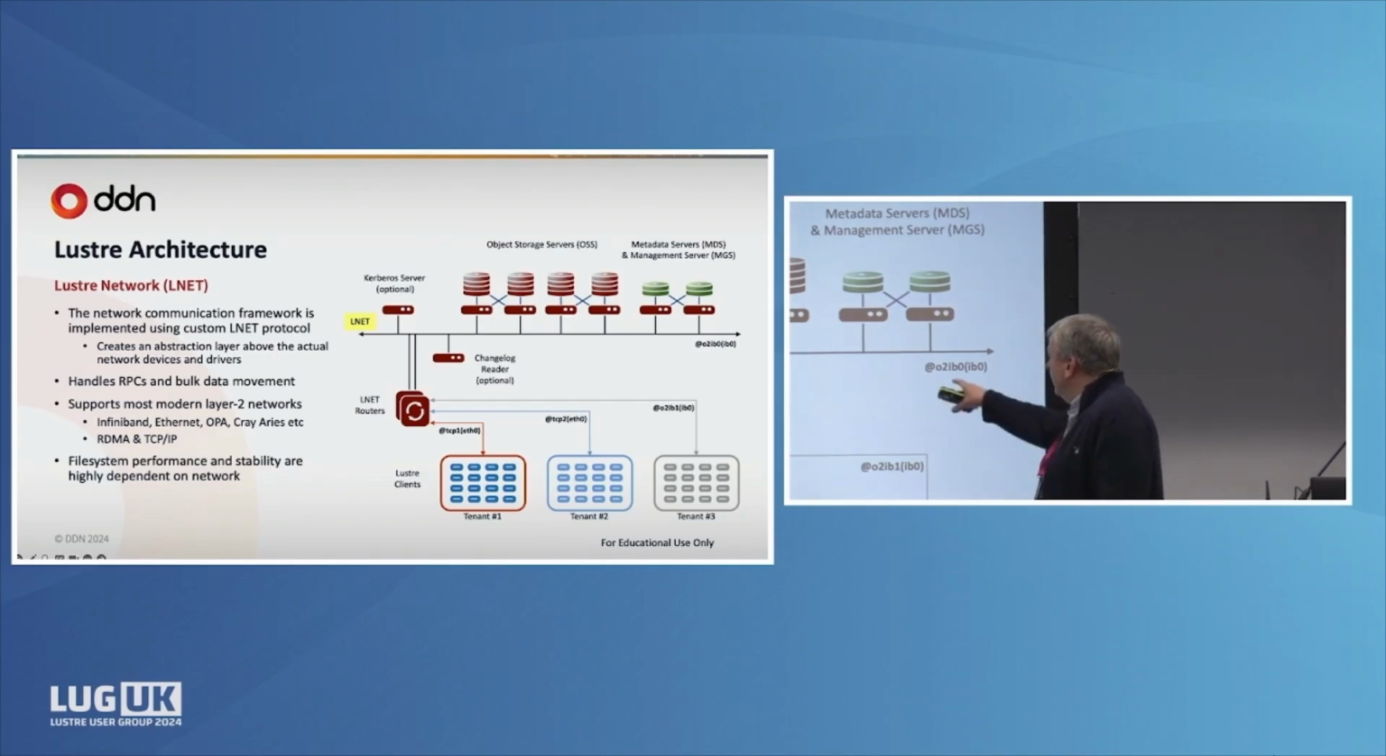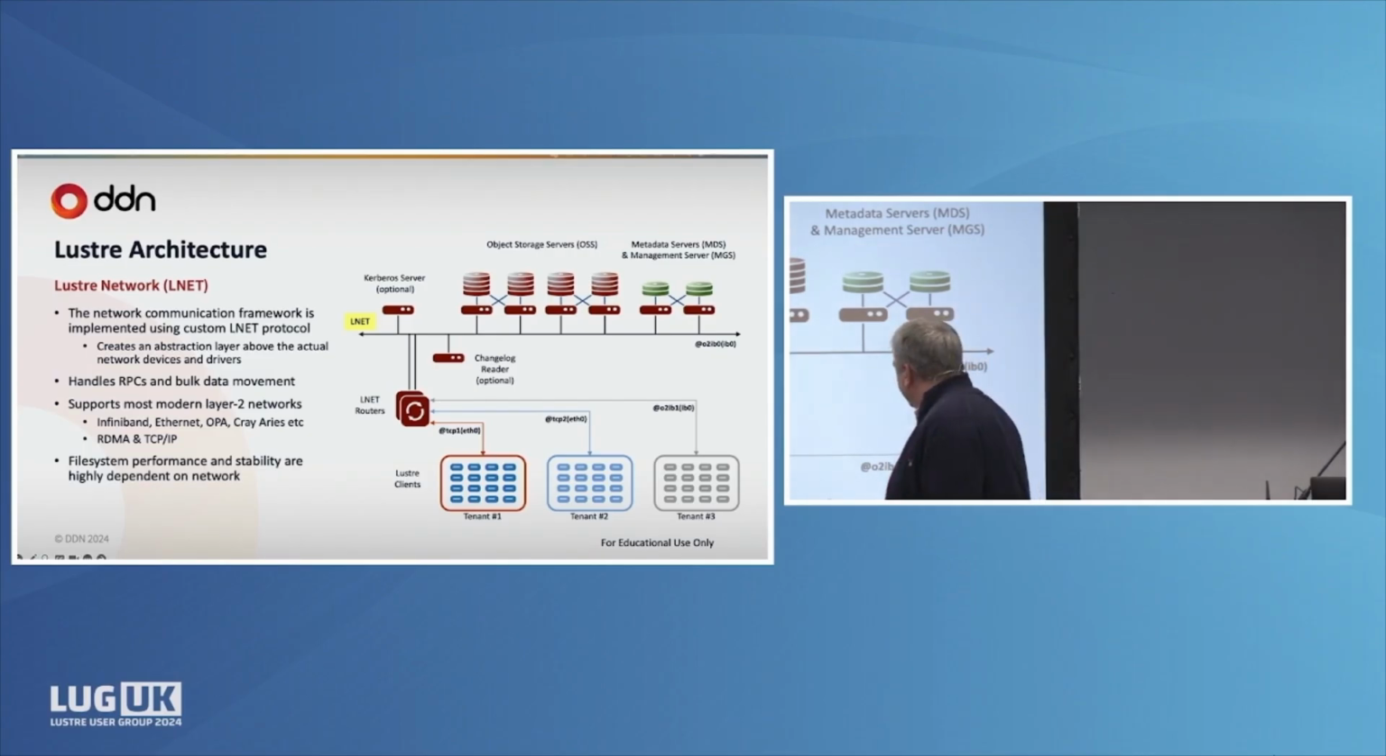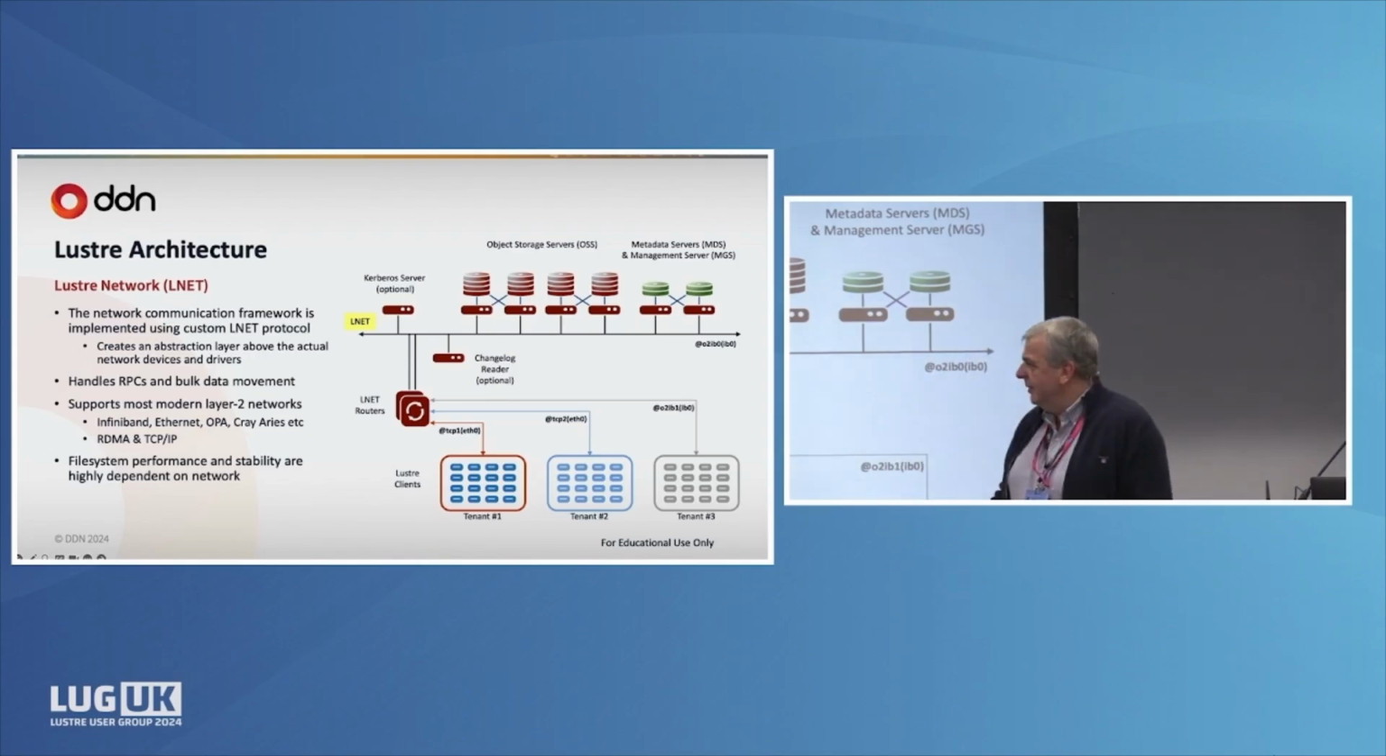And if you ever did wonder why you'll see references to o2ib0, you may think that ib0 is the first interface on the InfiniBand, but the o2 is kind of stuck. The o is basically for OFED, the Open Fabrics Enterprise Edition, and the o2, I understand from Andreas, was the second version of this function for you to implement LNet. So o2ib is synonymous with InfiniBand.